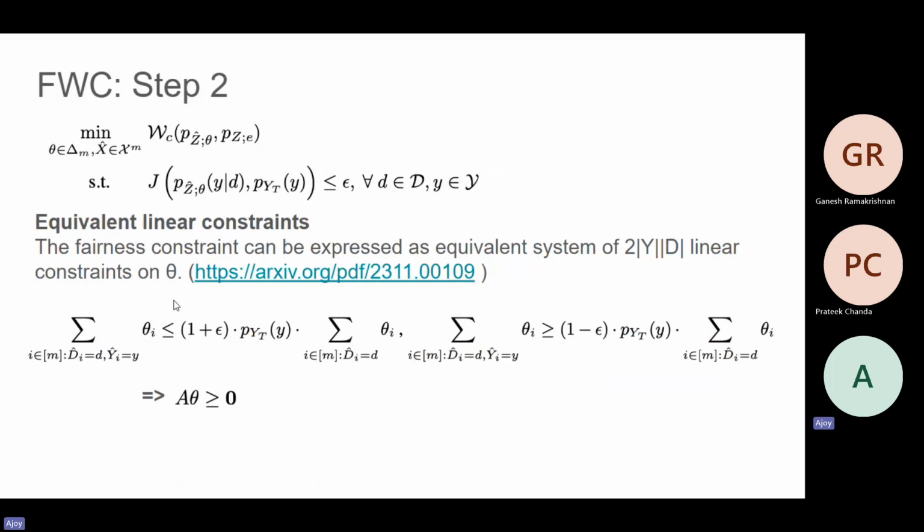And then they refer to a paper saying that this constraint can be reduced to, or is equivalent to, linear constraints on theta.